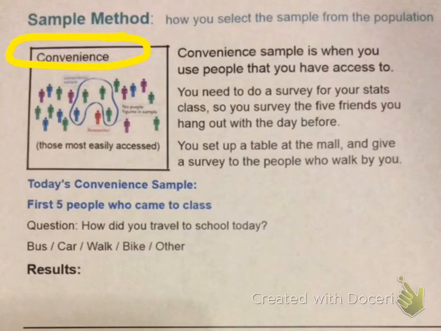So if we were going to do a convenience survey in class today, we could ask the first 5 people who come to class, how did you travel to school today? Your choices would be bus, car, walk, bike, or other. We would ask the first 5 people and write those results down. You could take a minute and do that right now if you wanted to. Pause the video and ask the first 5 people who walked into class how they got to school, and then just write your results down.